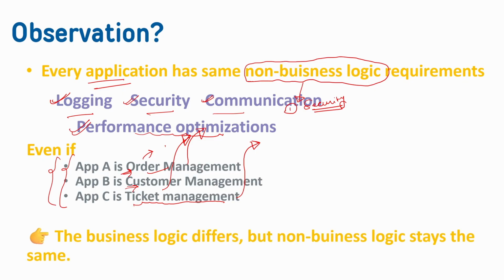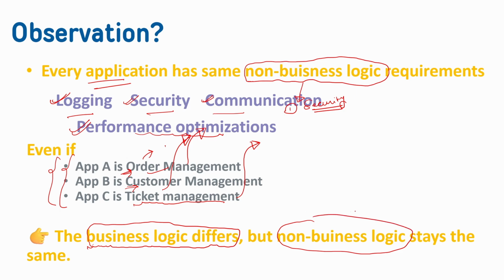So what we can observe is that in any application, only the business logic differs, but the non-business logic like security, logging, communication, and performance optimization remains the same. Basically every software has the same non-business logic requirement, and if the developer wants to implement the non-business logic requirement himself, then he or she has to write a lot of code.